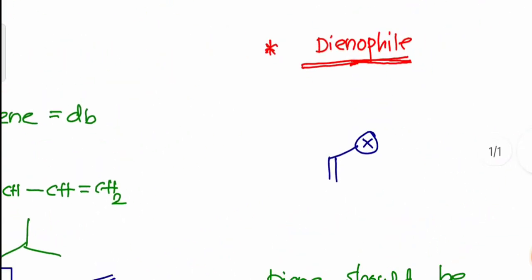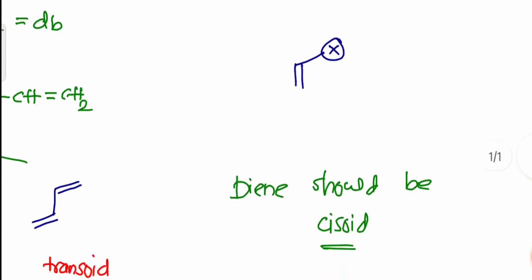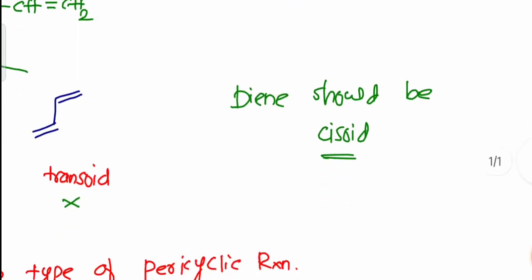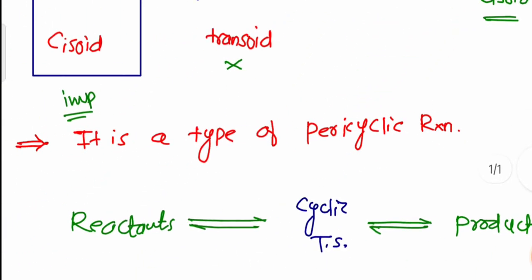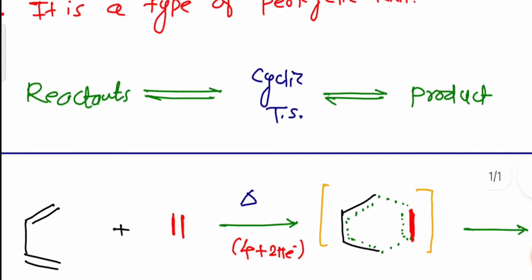What is the dienophile now? The second partner of this reaction is the dienophile. The dienophile is nothing but your double bond, and it must be connected with an electron withdrawing substituent. Let's see the electron demand of this Diels-Alder reaction. It is an example of a pericyclic reaction, a reaction through a cyclic transition state that leads to a cyclic product.